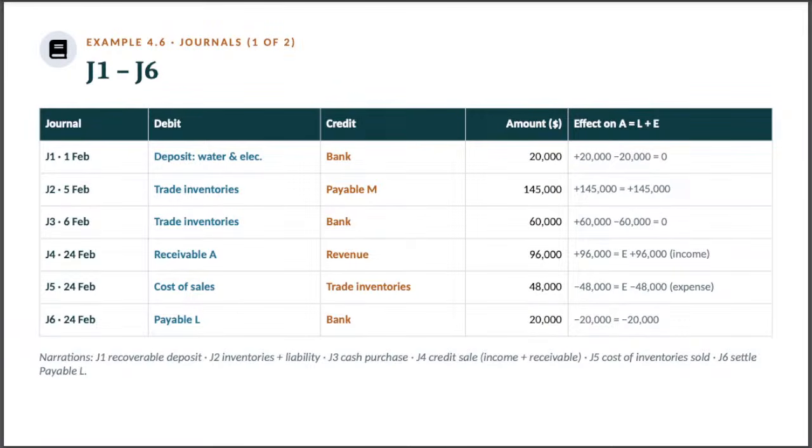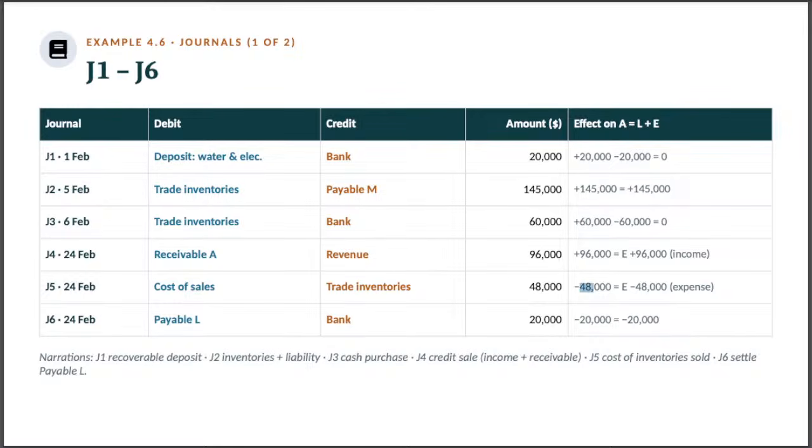Okay, so here we go. Journals 1 and 2. So we have journals 1 through 6. J1 here is deposit, water, electric, and the bank is credited because we reduced our bank account to pay them $20,000 that deposit. And journal 2 here on the 5th of February, we have trade inventory. So we have all these journal entries here.